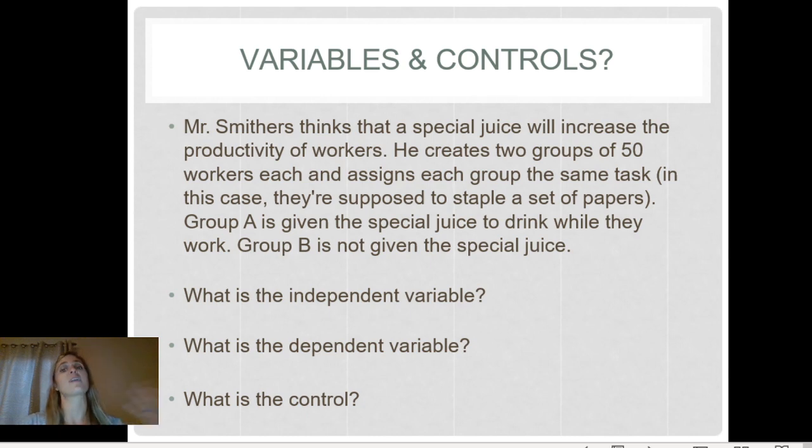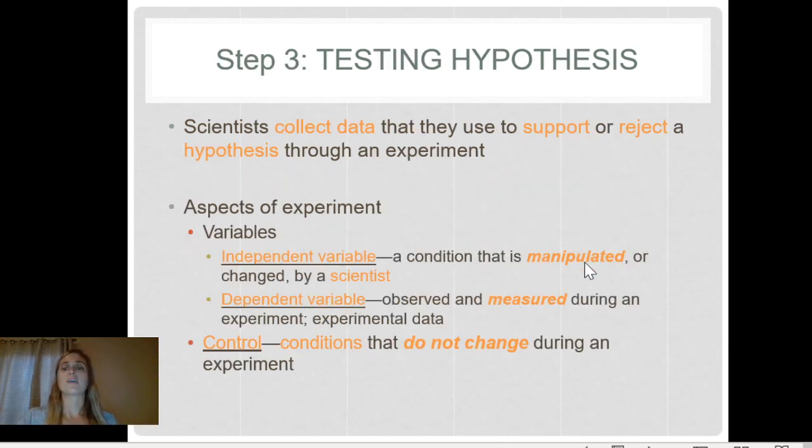Okay, and then that's given to group A. And then group B does not get anything. So in this case, what is the independent variable? So you're going to think about this, and you're going to write down the question, what is the independent variable? And again, remember, independent variable is the variable that is changed.